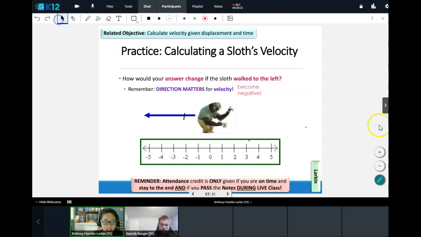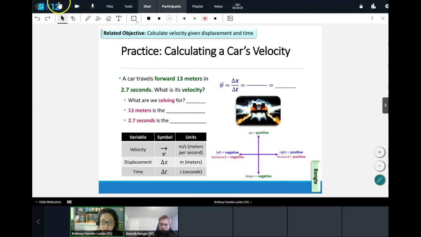All right, let's take a look at our next slide. Here we go. Let's try to calculate this one. The car is traveling forward 13 meters in 2.7 seconds. What is its velocity? Firstly, what are we solving for? Quickly, just someone type it in the chat. What are we solving for?